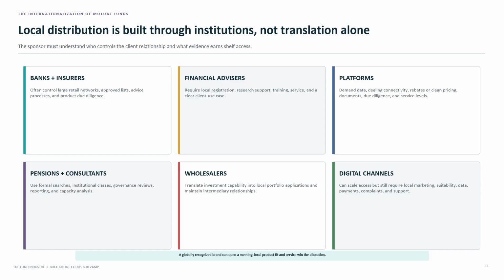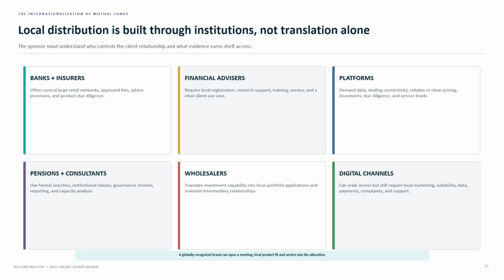The sponsor must know who controls the client relationship, what evidence earns shelf access, how the product fits an existing portfolio, and which systems must exchange information. A famous global brand may open the meeting. Local product fit, integration, and service win the allocation.